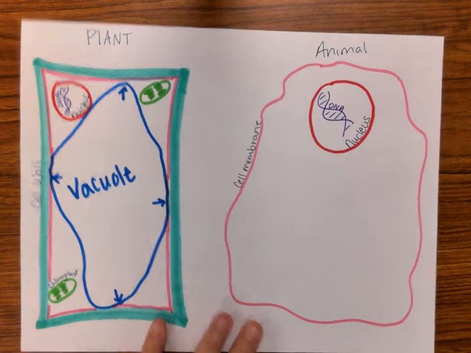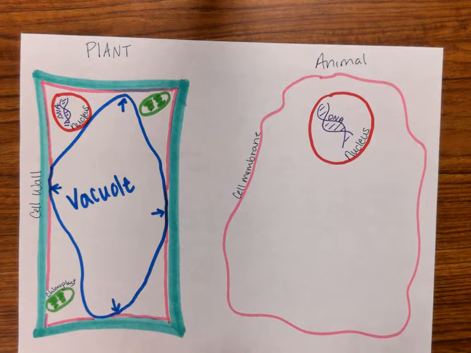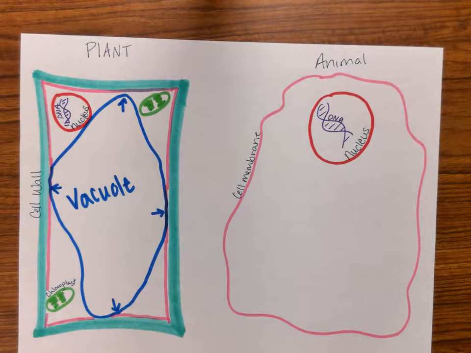It codes for making proteins in our cells, and that therefore codes for eventually what your hair color looks like, what your hair texture is, what your eyes look like, the shape of your nose, the shape of your ears. So DNA is what makes us who we are, and that's found inside the nucleus.